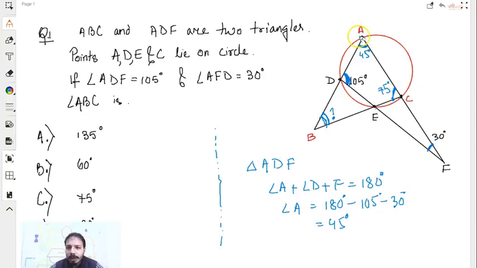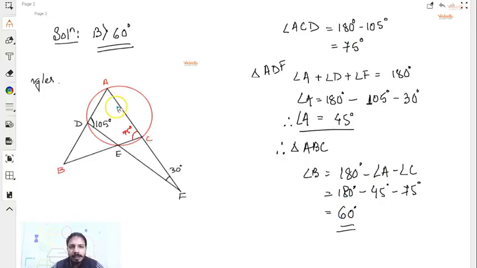So we got this. Now you come to this triangle ABC. In this triangle ABC, if this is 75 and this is 45, what will this be? 180 minus these two, right? So if I do 180 minus these two, I will get angle 60. So B is the right answer.